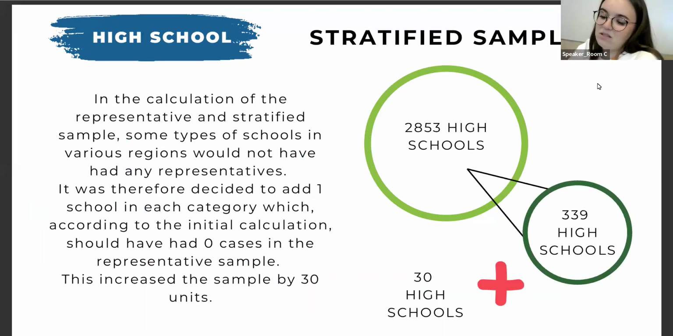which is made up of 339 high schools plus 30 units for categories that in the national calculation should have 0 cases. But in fact, in some regions, for example in some professional institutes, we can have only 1 school. For example, in Veneto, my region, we have only 1 professional school in the total sample, and we want to keep all these types of schools in our sample.